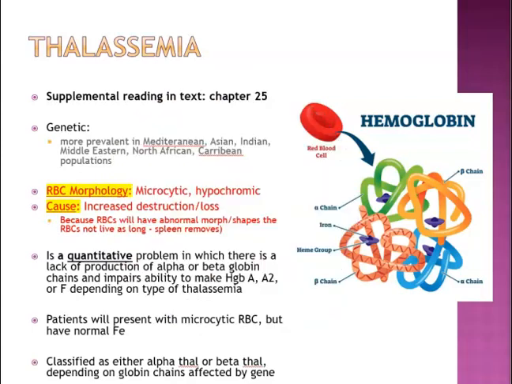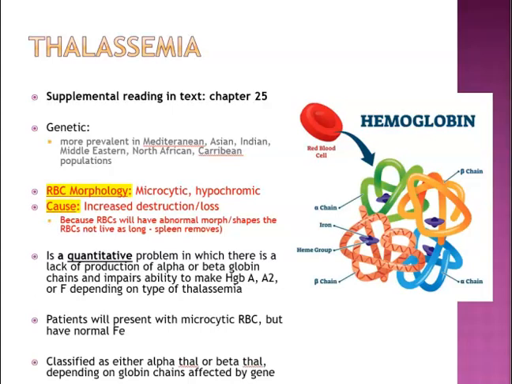So let's first start off by defining what thalassemia is. Thalassemia is a quantitative problem and it's genetic. It's a problem in which there is a lack of production of the alpha or beta globin chains in our hemoglobin, and it impairs the ability to make either hemoglobin A, hemoglobin A2, or hemoglobin F, depending on the type of thalassemia that the patient has.